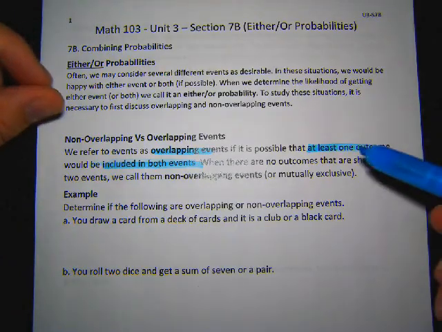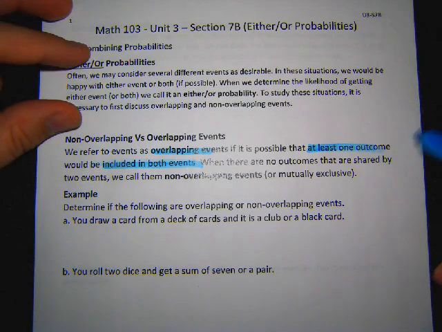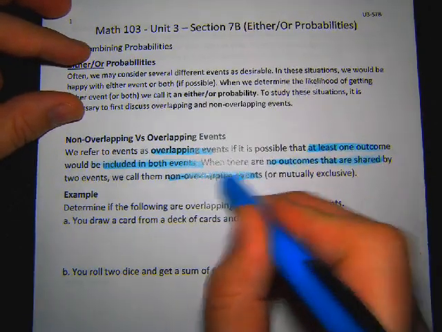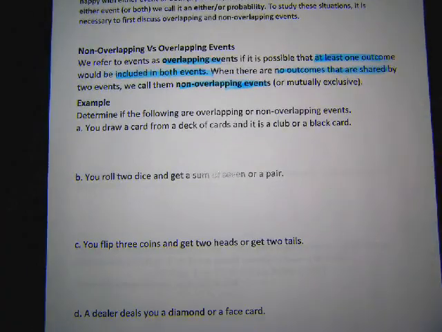If there are no outcomes that are shared, so nothing shared, then we call them non-overlapping events. So no outcomes that are shared. Also called mutually exclusive, but I'll just say overlap and non-overlap. So before you can do these kinds of problems, you have to decide: is this an overlapping situation or a non-overlapping situation? It's going to affect a little bit the way you calculate it. There's a formula that's separate for each one.